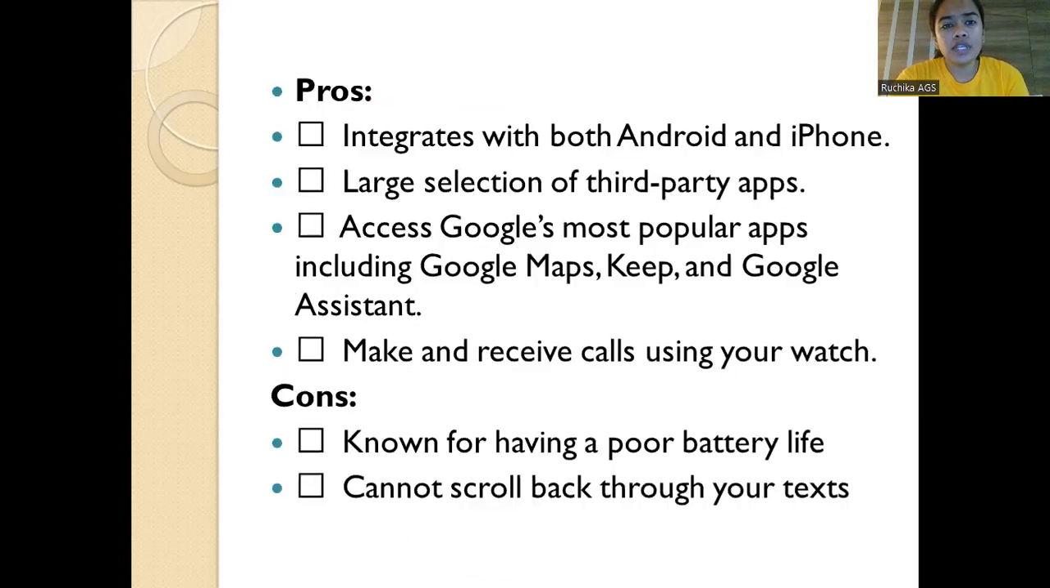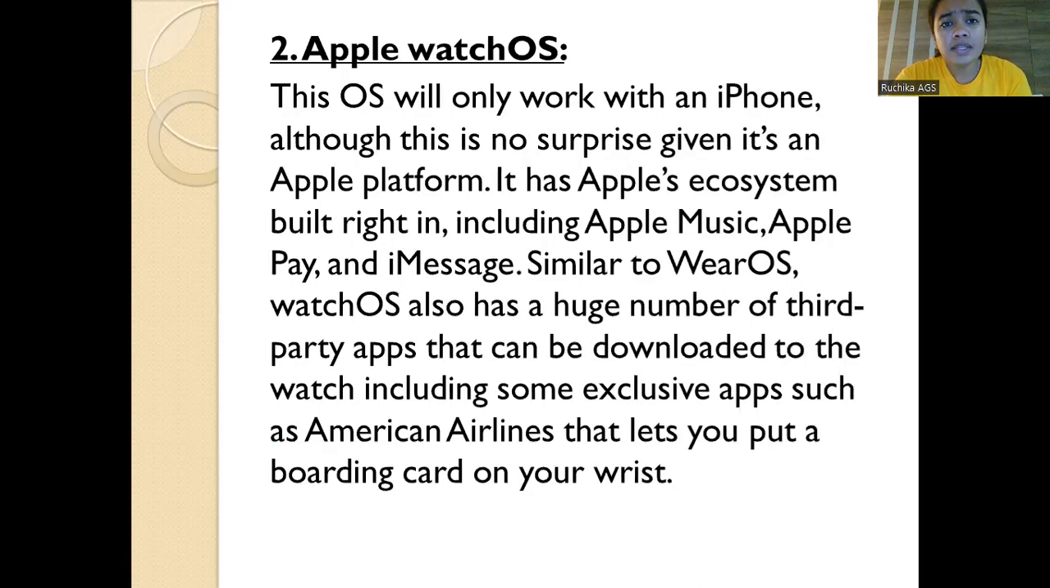Now, the pros of this OS are that it integrates with both Android and iPhone, and there is a large selection of third-party apps available. It helps to access Google's most popular apps like Maps and Assistant, and you can make and receive calls using your watch. The cons are that it has very poor battery life and you can't scroll back through the text. Next, we have the Apple WatchOS.